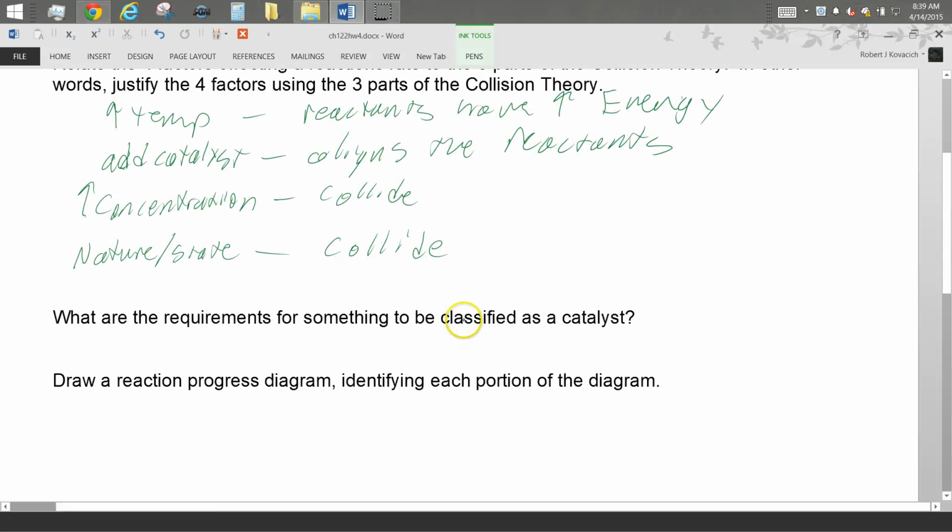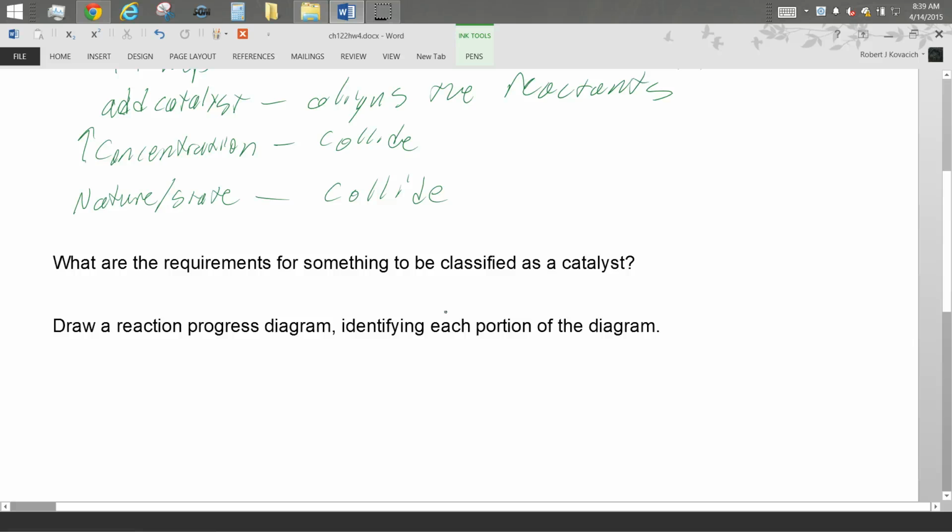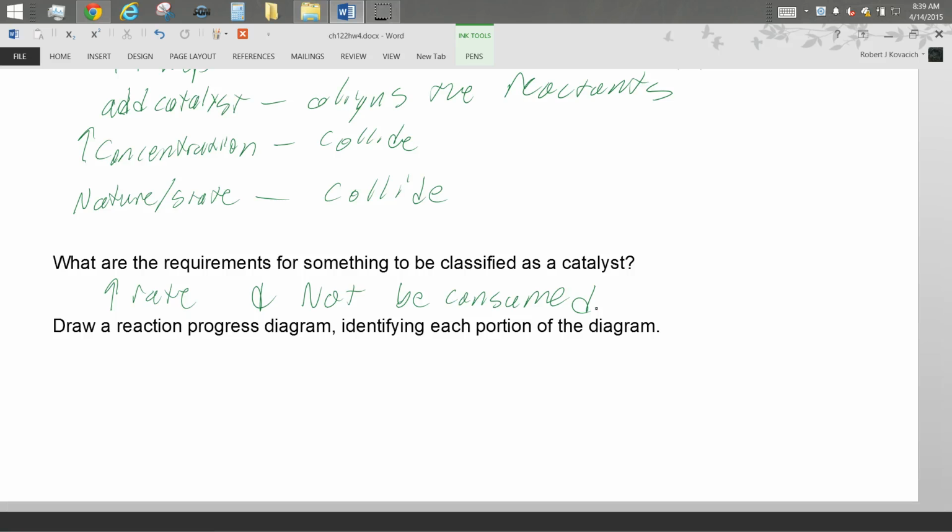All right, what do we have for catalyst requirements? Got to do two things. Has to speed up the reaction and not be used up. You have to have exactly the same amount when you're finished as when you started. And it's got to make the thing go faster.